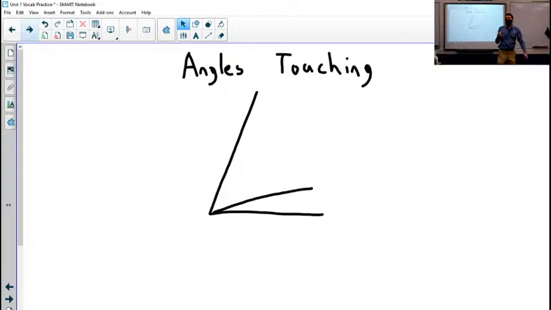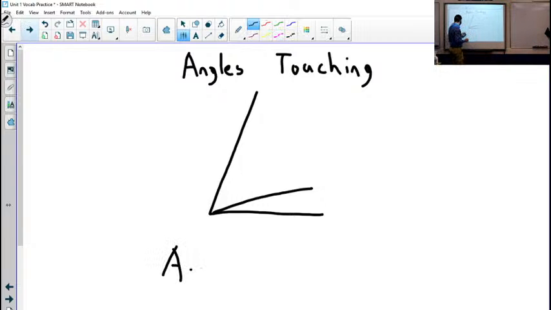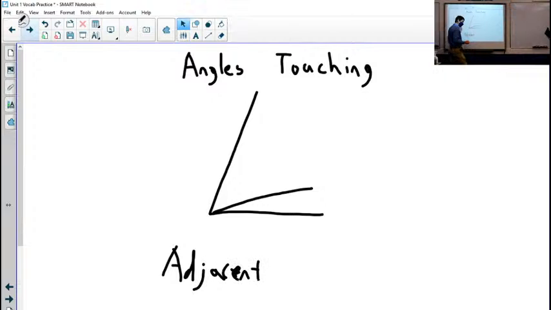Two angles being right next to each other. We had said it earlier for a different one. It starts with an A. Now it's adjacent. The word adjacent means right next to. So two people that are adjacent are right next to each other. Two angles that are adjacent are right next to each other. They share a common side. They are touching, however you want to think about it. Two angles that are right next to each other are adjacent angles.